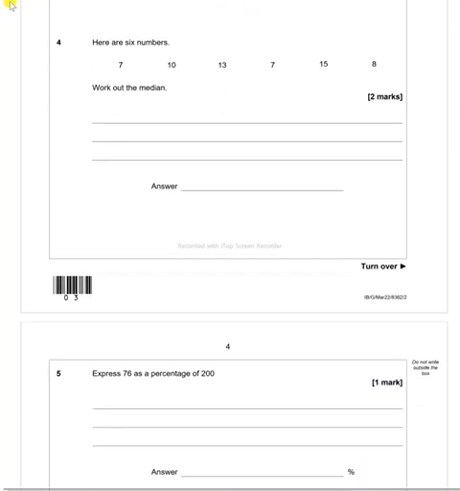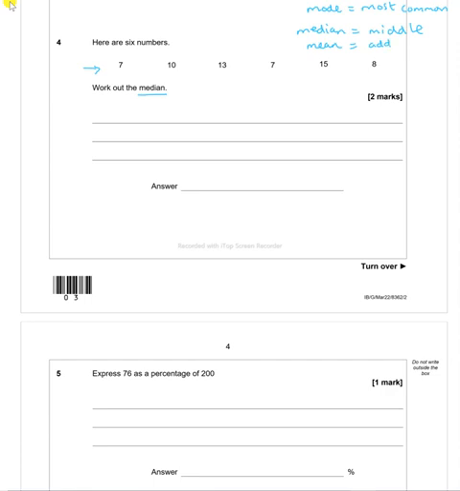Right, here are 6 numbers. Right, they're not in order. We need to work out the median. Remember we said those 3. Mode is the most common. Median is the middle. And mean is you add them and then divide by how many. And we said range. Can you remember what we said range was? Range was big take away small.